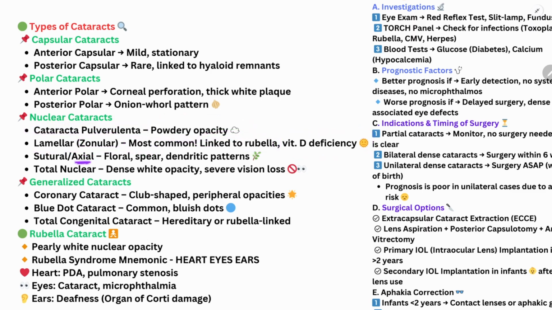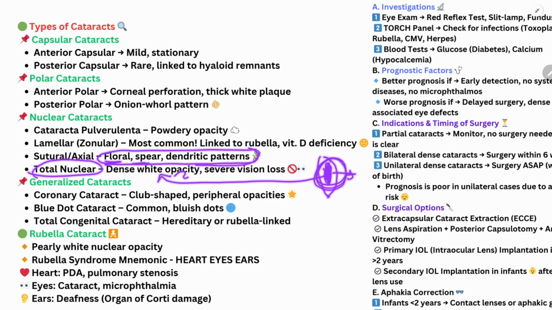Third one is axial or sutural nuclear cataract. Here you will see floral or smear and dendritic pattern of the lesions. And the last one is total nuclear. For example, if this is the lens, the central part is called the nucleus and the peripheral one is called the cortex. So here there will be total involvement of this nucleus, which leads to dense white opacity and severe vision loss.